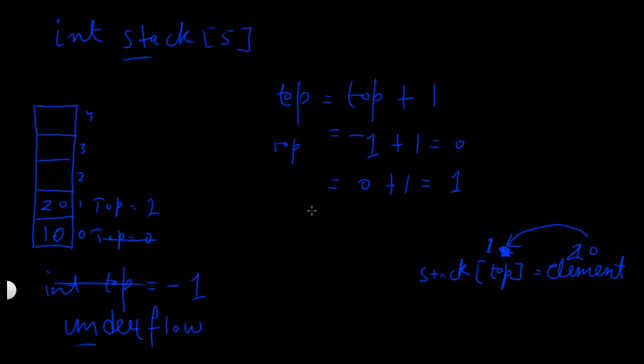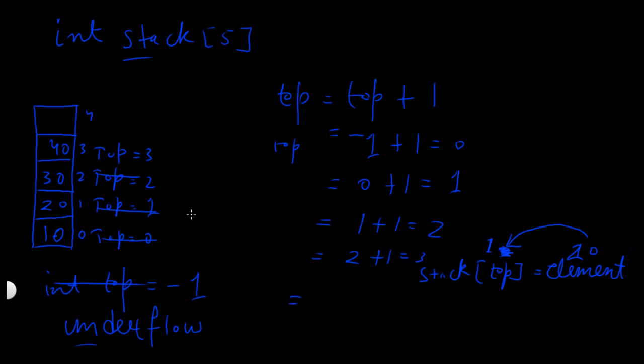Now again, if you want to insert another element into the stack, then again the value of top will be incremented by 1. So 1 plus 1 equals 2. Now top becomes equal to 2 and the new element will get inserted here. Again, if you want to insert another element, the value of top will be incremented. So 2 plus 1 equals 3. Top becomes equal to 3 and the new element will be inserted here, let's say 40.